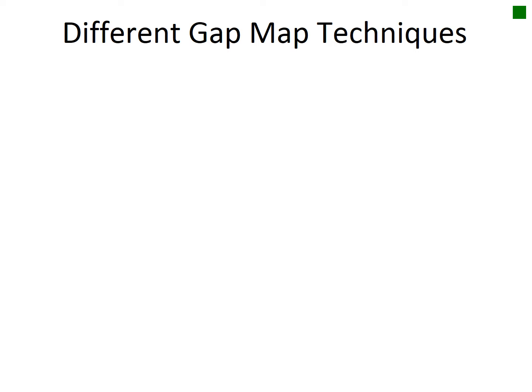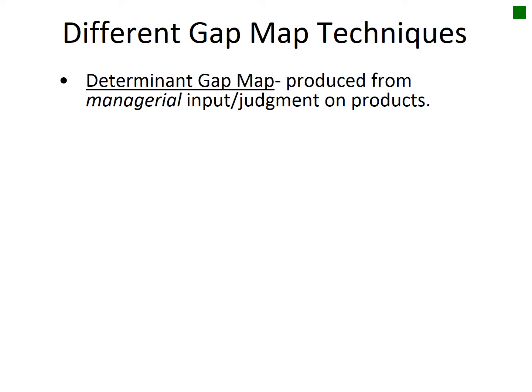But to review what types of gap maps exist, there's one called a determinant gap map. A determinant gap map is a perceptual map that's been created, but it's been created by internal personnel within the firm, and specifically we think of it as something that the manager, product manager, or product development team would create themselves based on their perception of the marketplace and the industry that's currently serving a group of consumers.